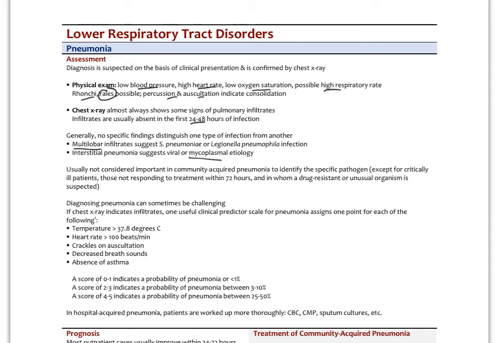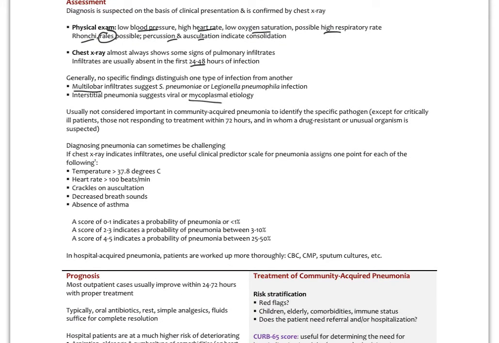And this is what causes the classic walking pneumonia, where people walk around with low-grade pneumonia symptoms for weeks or months. Again, usually we differentiate into community-acquired versus others, and that's going to tell us what kind of therapy to use. Now, it can be challenging. There are a couple of scales that can help us in the clinic to decide if this is pneumonia. So, temperature over 37.8 degrees Celsius, heart rate of over 100 beats per minute, crackles on auscultation, decreased breath sounds, and then absence of asthma.